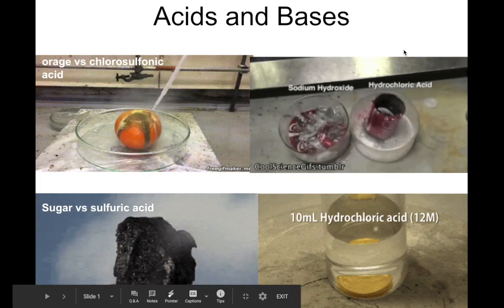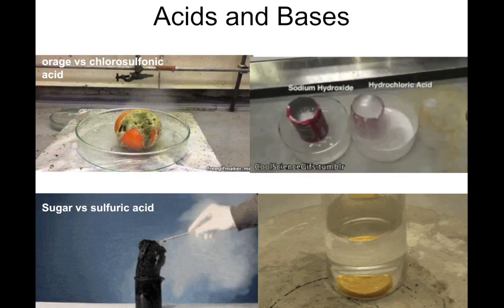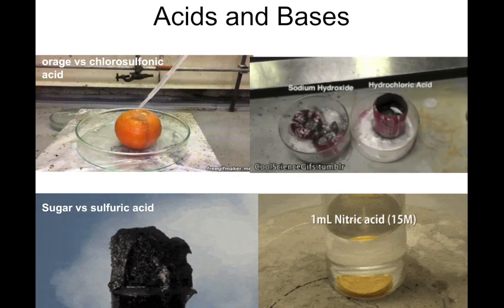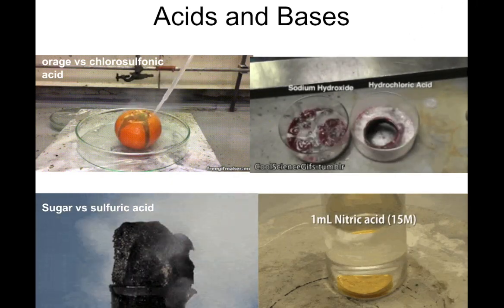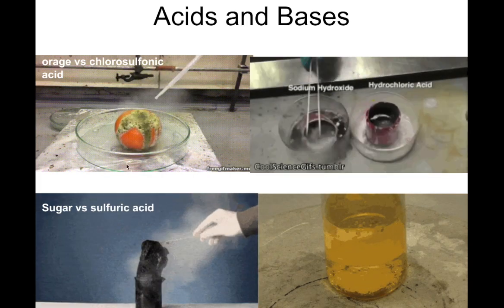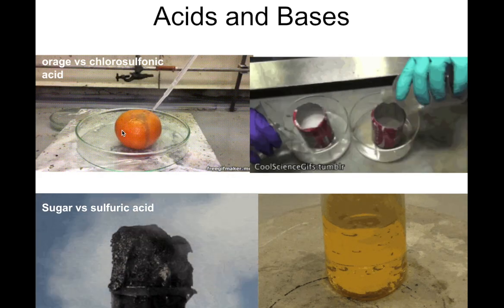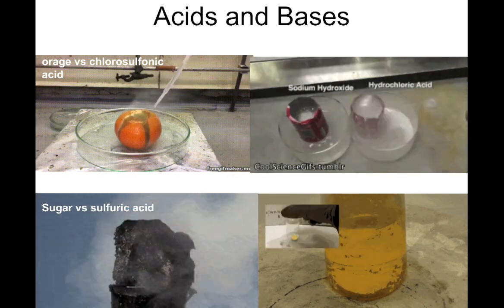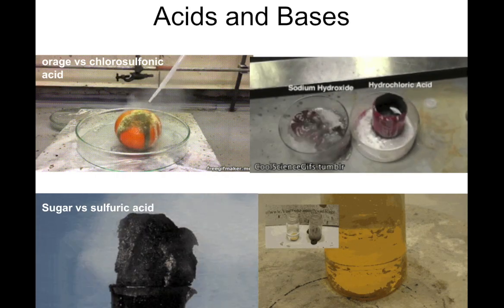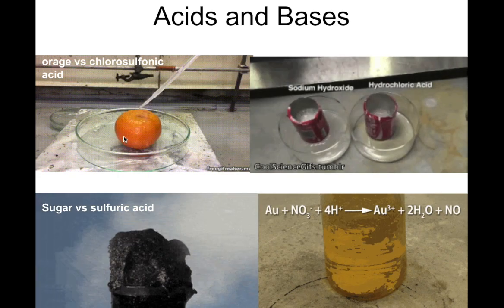This is our introduction to our acid and base unit, the last unit we'll be studying this year. Here are some examples of some acid-base chemistry. Now, when we look at the upper left, here we see what happens when an orange and chlorosulfonic acid come into contact. Not turning out so well with the orange, right?